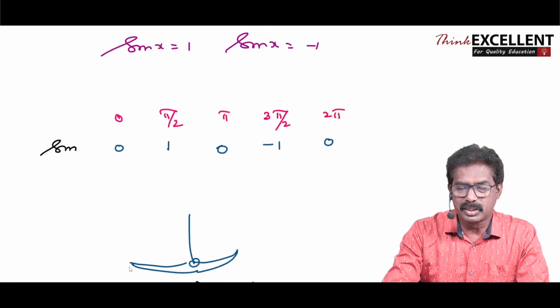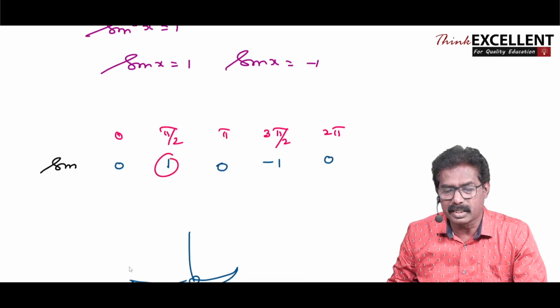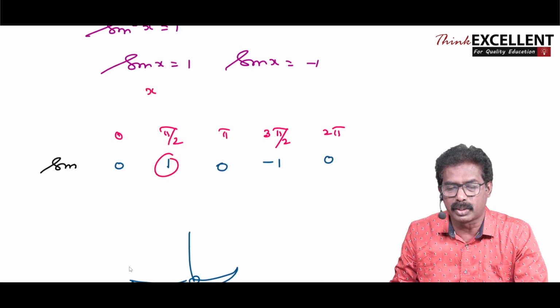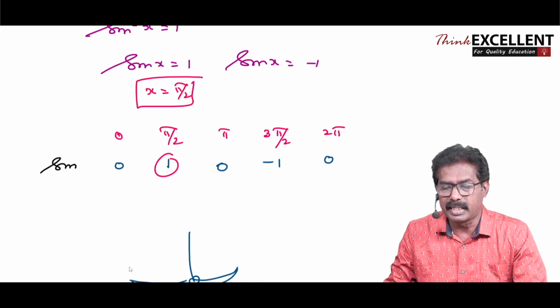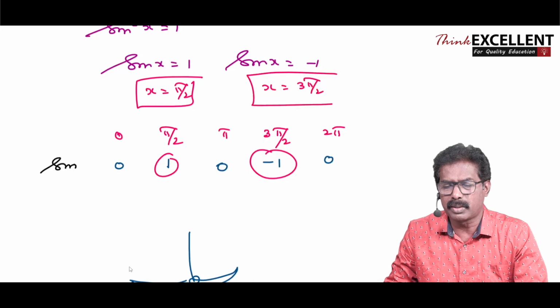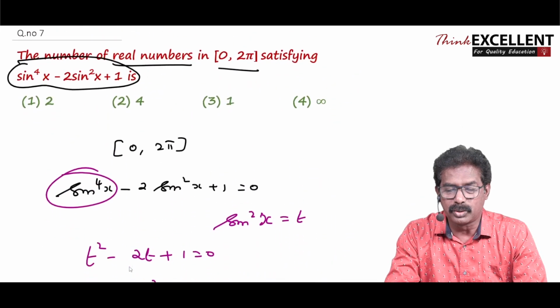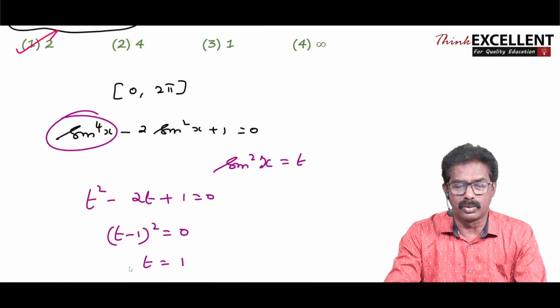See the question. Sine x is 1. Sine x 1 means the value is pi by 2. So x is equal to pi by 2 is one answer. Then another one, sine x equal to minus 1. The value is 3 pi by 2. So x is equal to 3 pi by 2. This is one of the easy ways to learn. So how many solutions are there? You are getting 2 solutions. These are the 2 solutions.